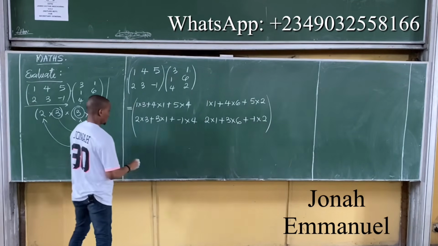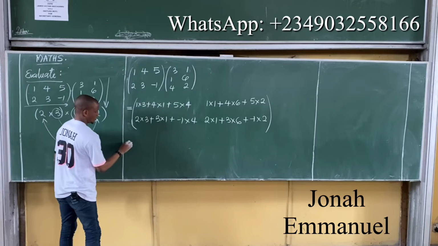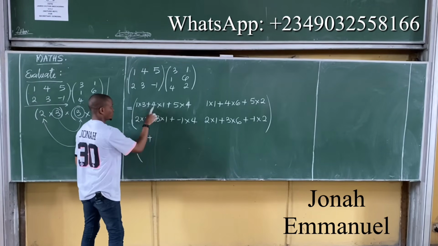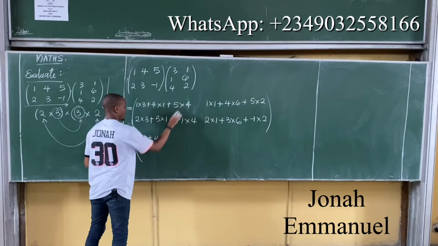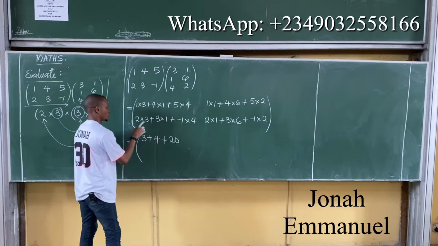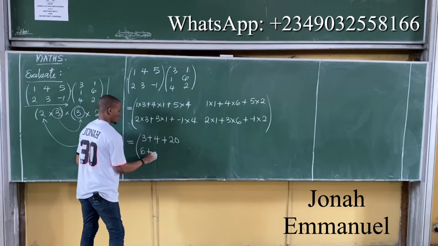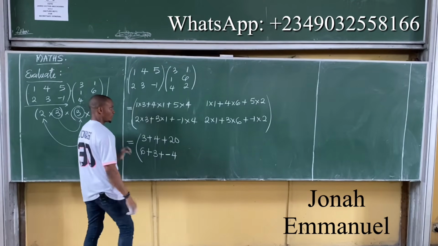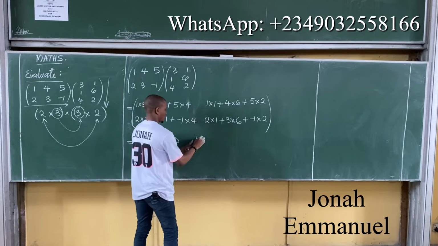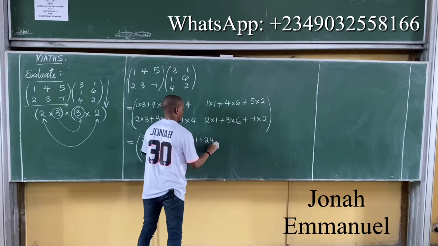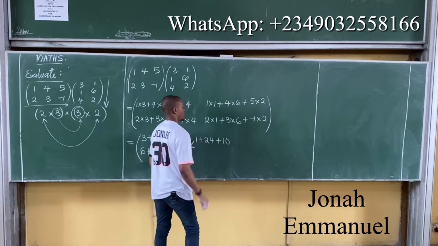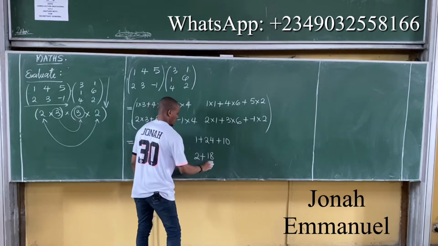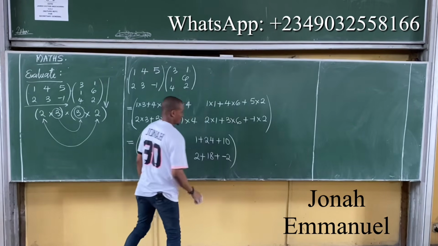Alright, so it's now equal to, what do I get here? 1 times 3 is 3 plus 4 times 1 is 4 plus 5 times 4 is 20. 2 times 3 is 6 plus 3 times 1 is 3 plus minus 1 times 4 is minus 4. 1 times 1 is 1 plus 4 times 6 is 24 plus 5 times 2 is 10. 2 times 1 is 2 plus 3 times 6 is 18 plus minus 1 times 2 is minus 2.